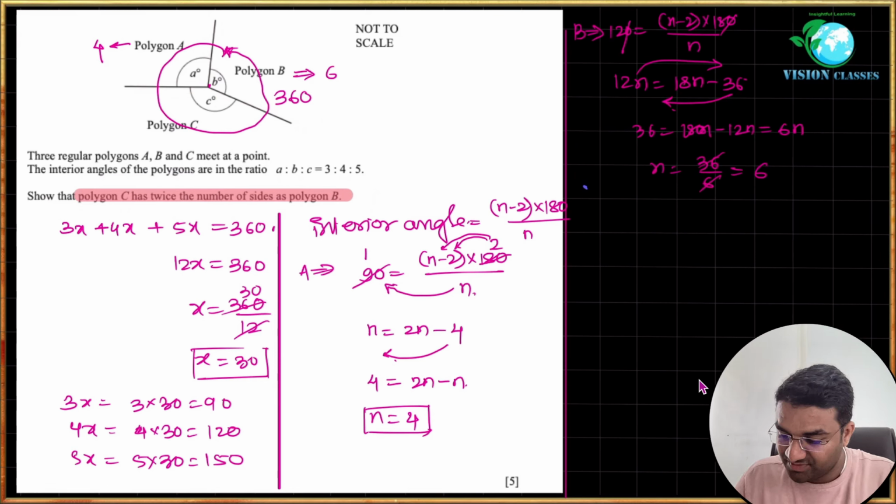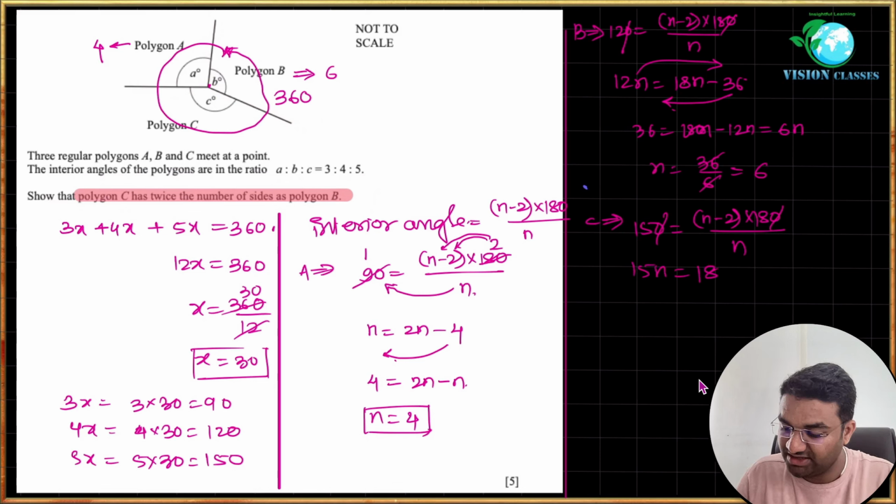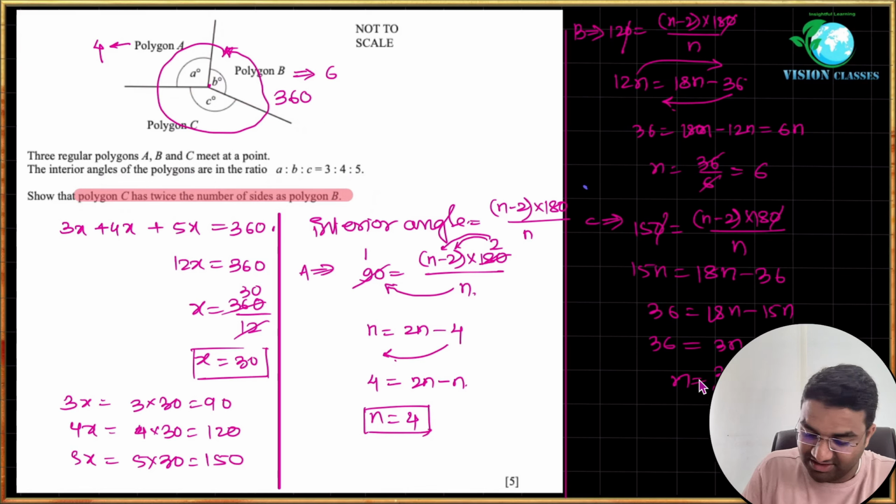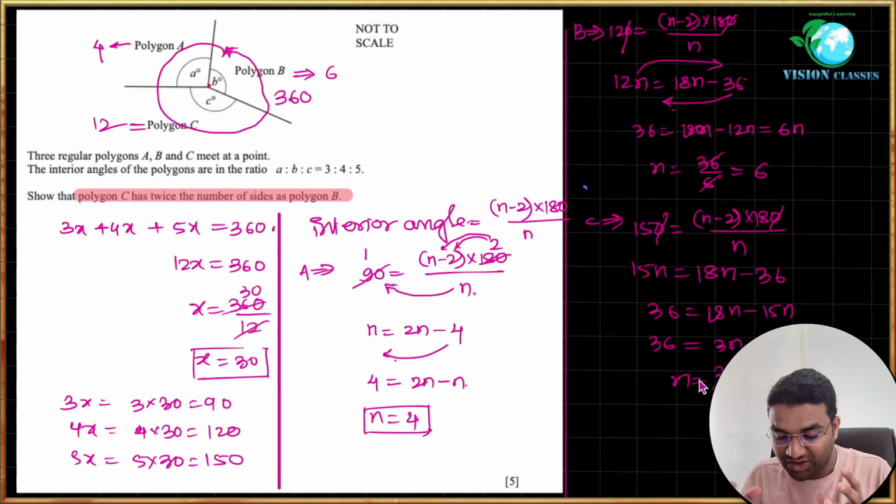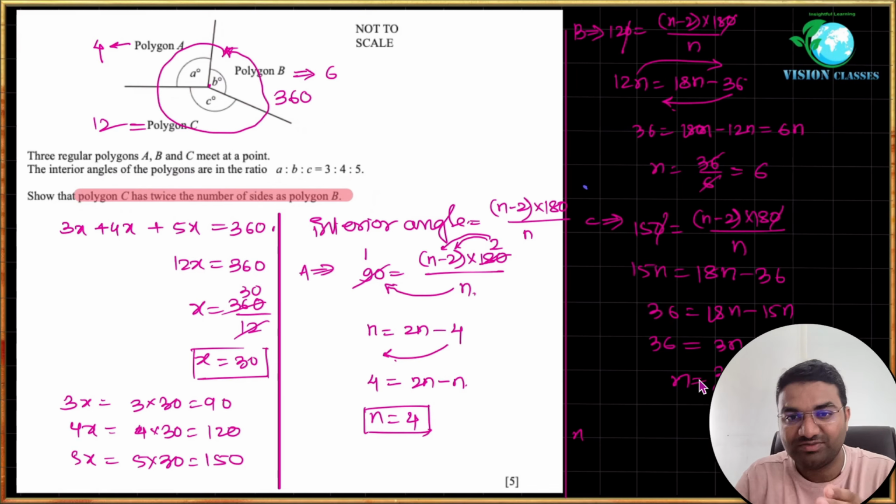Then next for C, we have the angle 150, which is equal to (n minus 2) times 180 divided by n. So here 0, 0 get cancelled out, right? So 15n is equal to 18n minus 36. So 36 is equal to 18n minus 15n, which is 3n. So n is equal to 36 over 3, which is 12. Fine. Now you can see here polygon C has 12 sides, which is twice the number of sides of polygon B. That is what you have to prove here.